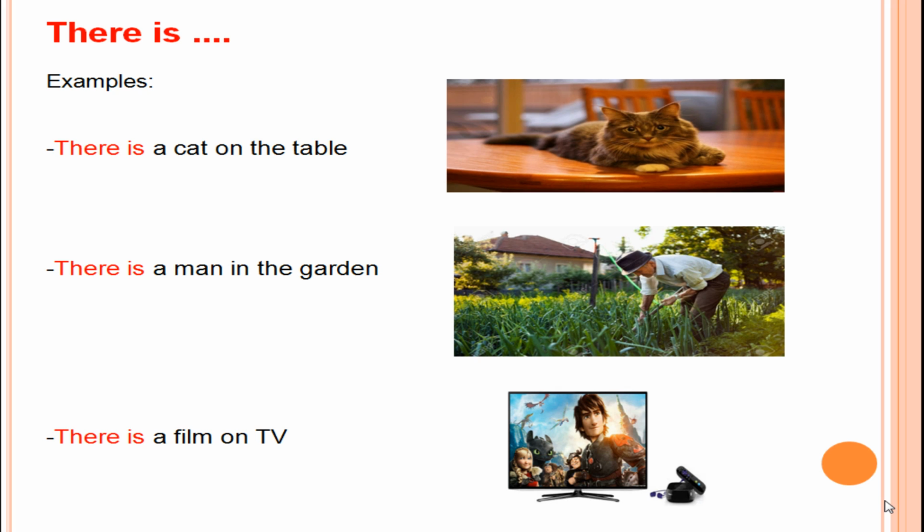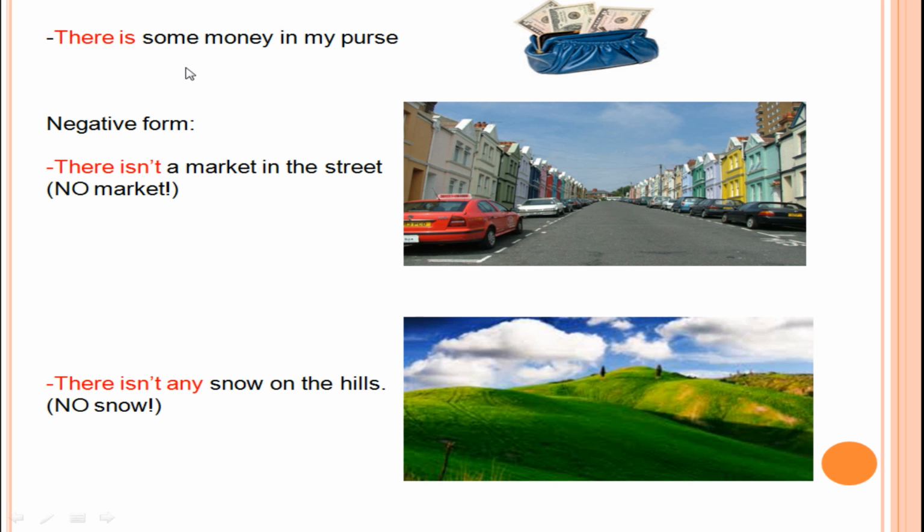There is a cat on the table. There is a man in the garden. There is a film on TV. There is some money in my purse. And the negative form, there isn't a market in the street.